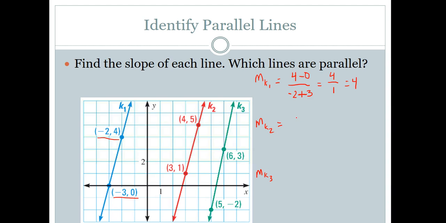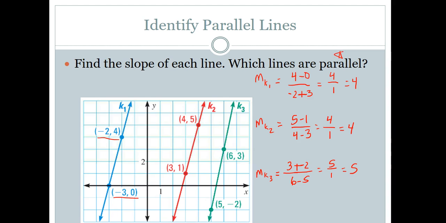K2, the red line, y values are 5 and 1. X values are 4 and 3. 5 minus 1 is 4. 4 minus 3 is 1. So again, I get 4. And k3, the green one, you do 3 minus negative 2 for the y's, 6 minus 5 for the x's. Minus a negative makes a plus. So we have 5 over 1, which is 5.